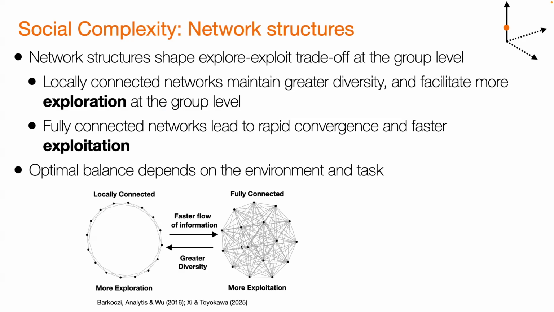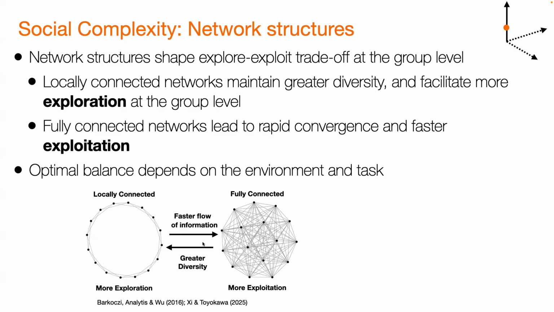exploitation dilemma, right? So in these very restricted, locally connected networks, we have a much slower flow of information. And the trade-off for this is that we might maintain greater diversity of solutions and behaviors that are observed in the different nodes in this network. This then leads to more exploration at the group level, right? And in certain environments where more exploration is required, this actually leads to better performance.